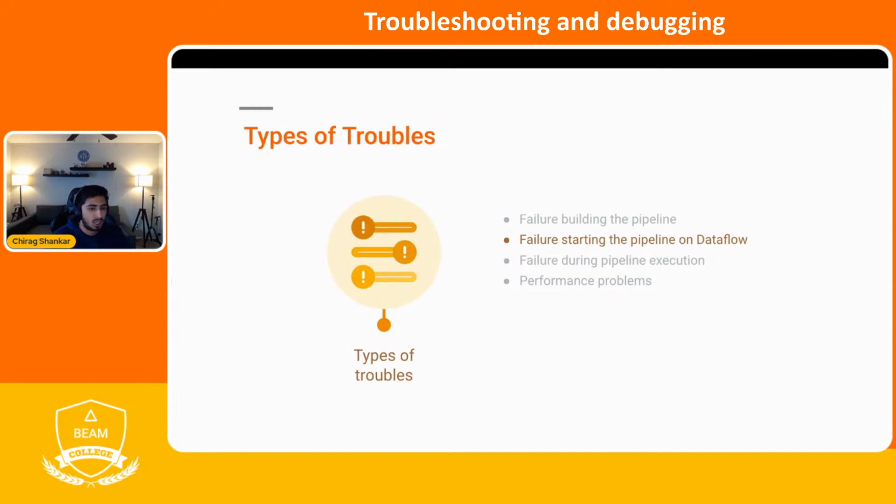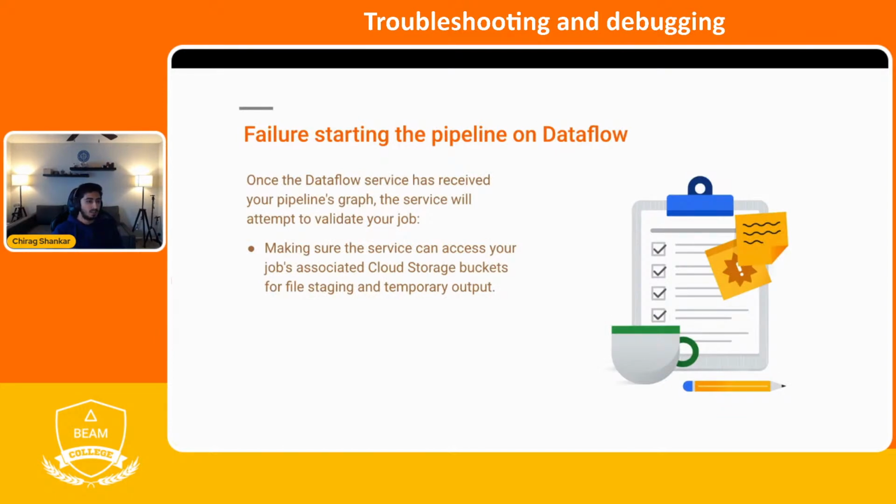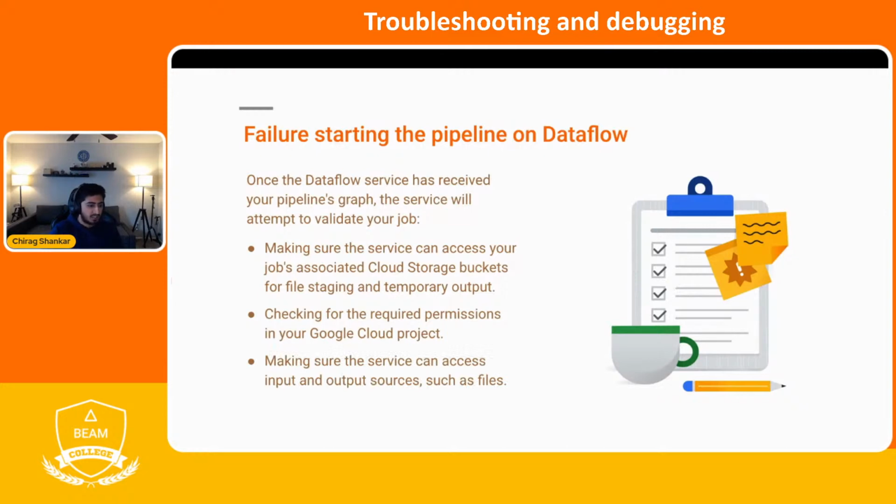The next type of trouble is failure starting the pipeline on Dataflow. Once the Dataflow service has received your pipeline graph and your Beam model is compiled and can be executed, the service will attempt to validate your job. For example, are your Pub/Sub subscriptions valid? Is your path right? Is your Google Cloud Storage bucket accessible? Is it created? It'll also check permission issues. Does your service account have the permissions to access the different parts of all the services you're using in Dataflow? So it checks for permissions and for access to different files.